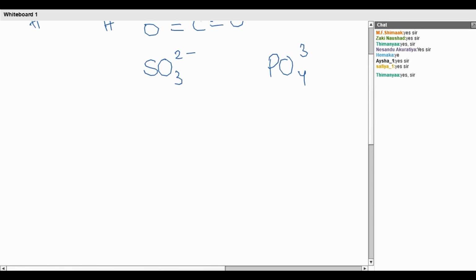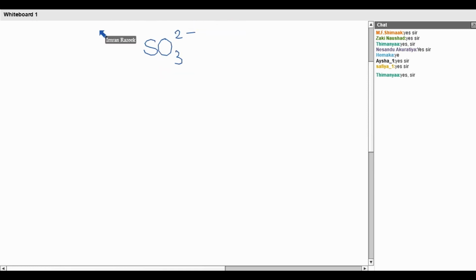Okay, so now the structure, I'll start with the sulfite. When you draw the structure, the first step is that you have to identify the central atom and the terminal atoms. Now, the central atom is the atom which is found in the middle where the rest of the atoms are bonded to. So how do we identify the central atom in a complex ion or molecule? That's very simple. The least electronegative element is the central atom.